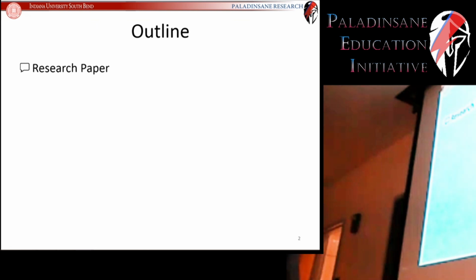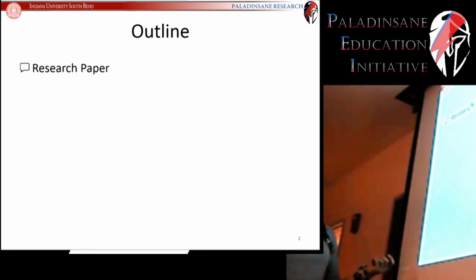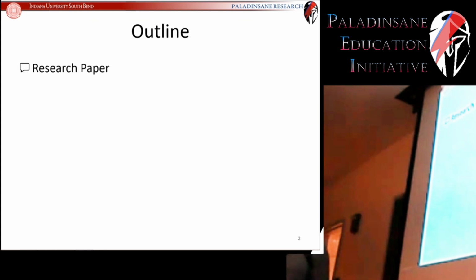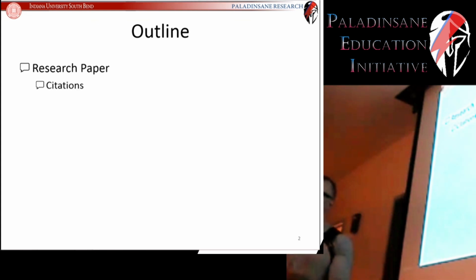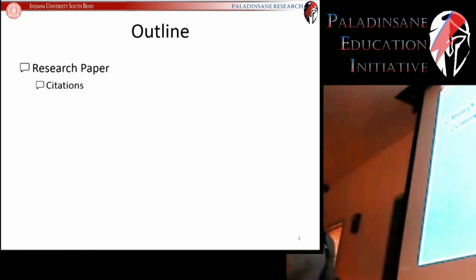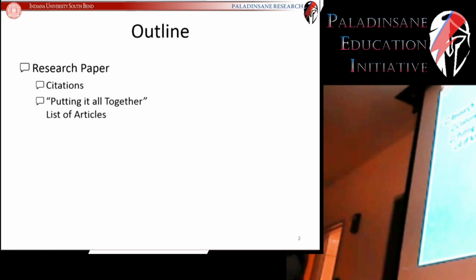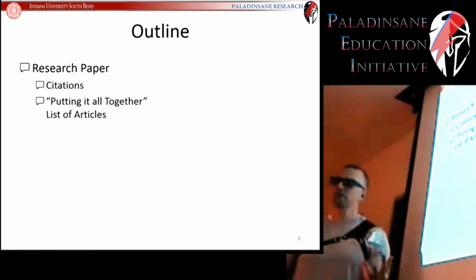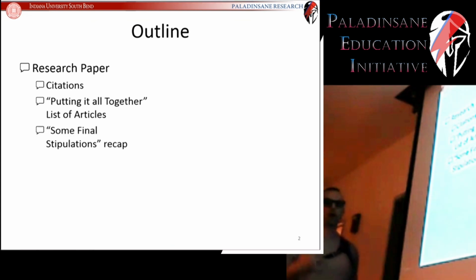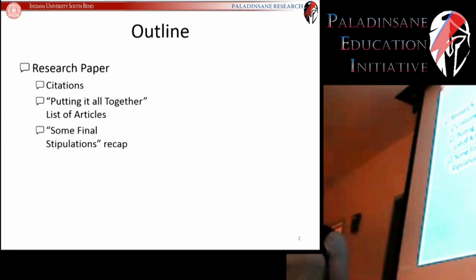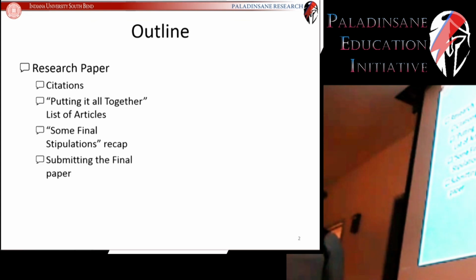So now we just have to cross all the i's and dot all the t's and make sure that we have all the pieces of it. So we're going to discuss citations, make sure we're very clear, especially for the introduction section, on when to cite, who to cite, how to cite. We're going to talk about putting it all together, including the list of articles that you have. We're going to remind you of the final stipulations, and then just information on how to submit that final paper.